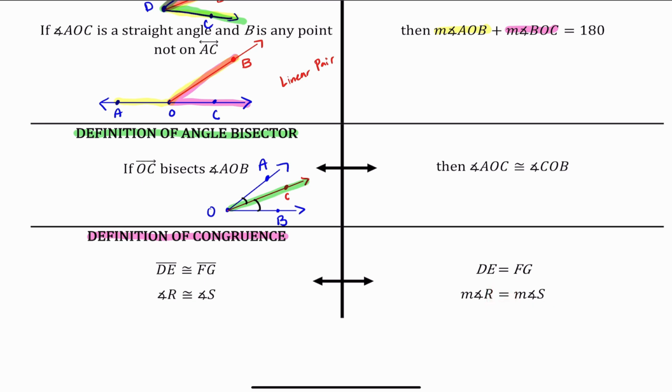Now here's what's happening. As you can see, on the left-hand side of this statement, we see the congruent symbols. Whenever you see the congruent symbol, we are in the language of geometry. We are dealing with shapes. On the right-hand side, we see equal signs. That means we are in the language of algebra.